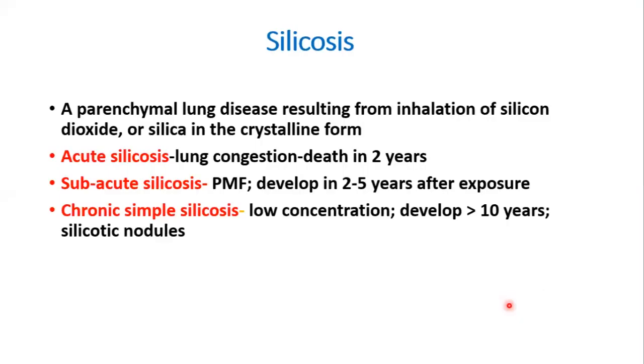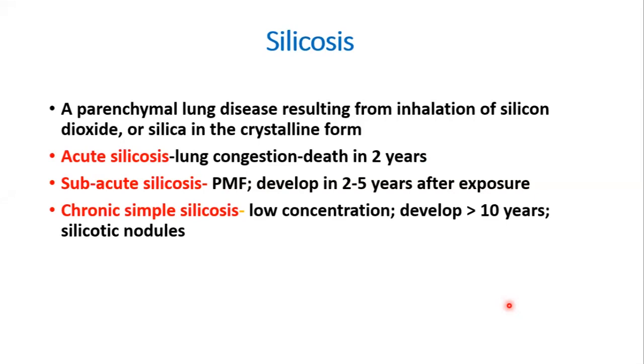For silicosis, there are three different forms: acute, and that can result in 2 years, the most serious form. Then you have subacute, or another term they use for subacute is accelerated, where you have progressive massive fibrosis. That's what PMF stands for. And it develops in 2 to 5 years after exposure.